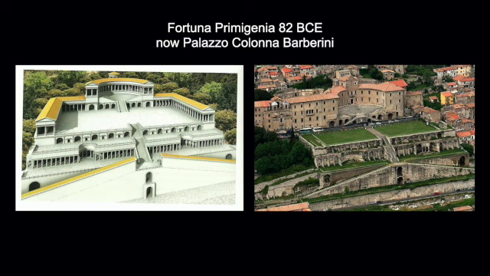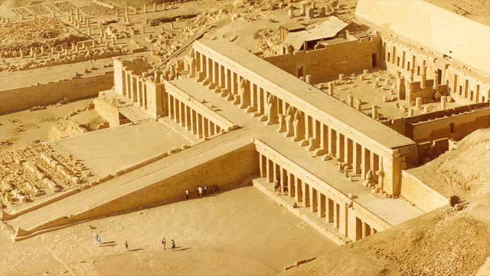There was this idea of classical symmetry and balance, but with lots of complexity. And one of the things that I love about this, and how it relates to other things in this class, is that the entire hillside becomes architecture, kind of like the Temple of Hatshepsut.